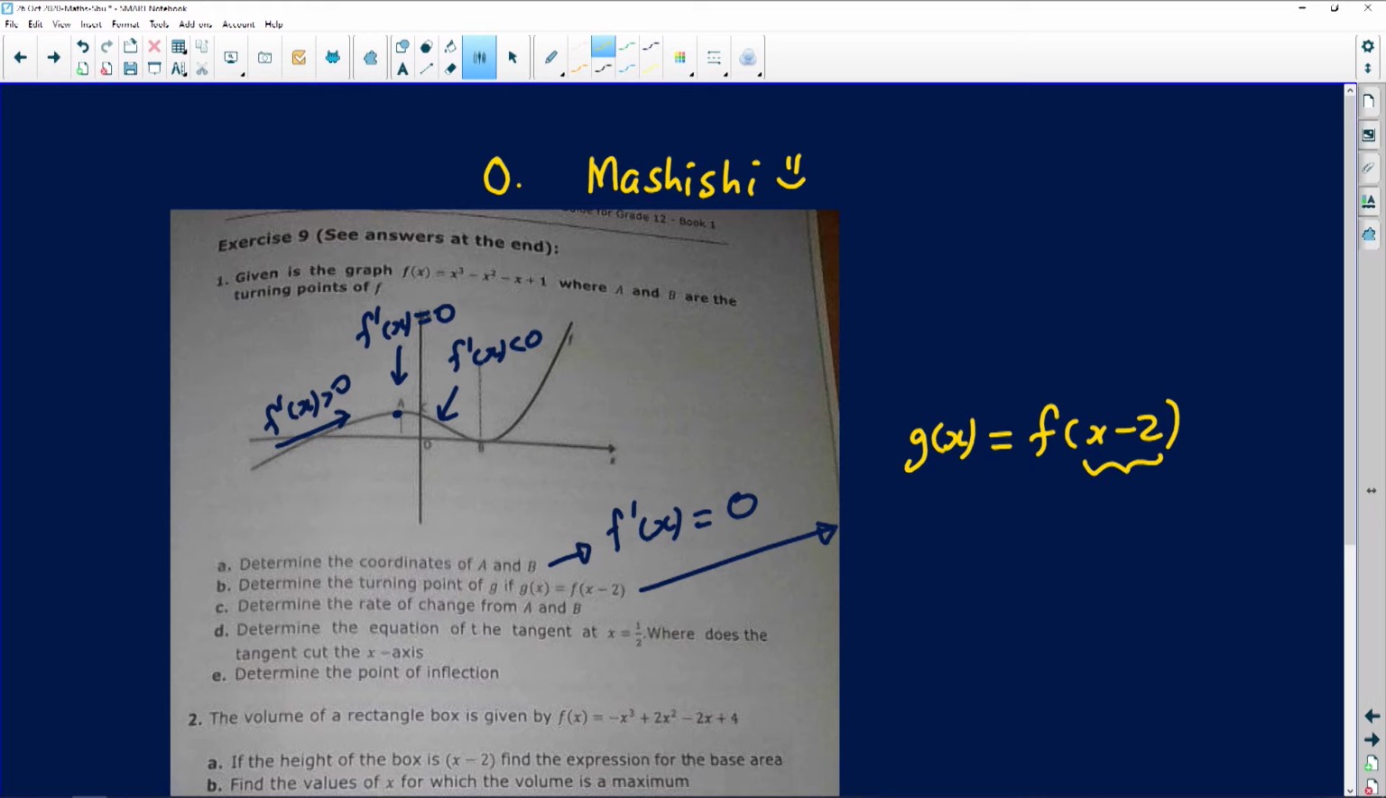The graph of f was translated, okay? How many units? 2 units. Now, question is where? Up, down, left, or right? If you're going to have x minus 2 like this, it means it was moved 2 units, not to the left, but to the right. If it's a minus, it moves right. But if it was a plus, it would move left. So this graph has been moved 2 units to the right.